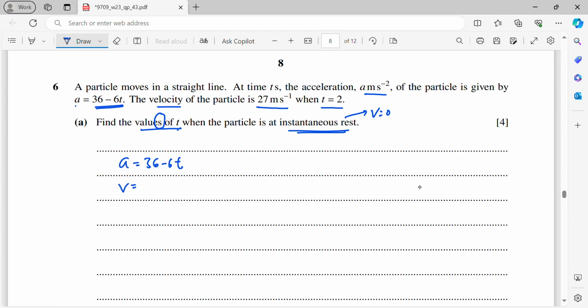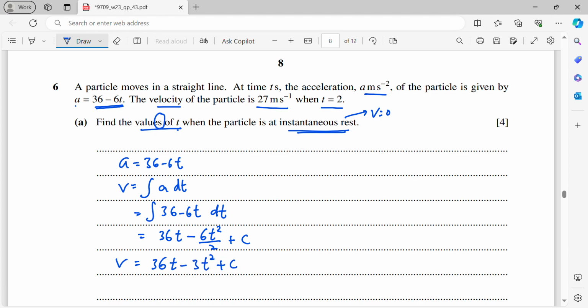My v is the integral of a dt. Therefore, you integrate 36 minus 6t with respect to t. For the integration, you just add 1 to the power of t. So it will be 36t for the first term, and minus 6t becomes 6t squared over 2. Don't forget the plus c. Now your v is basically 36t minus 3t squared plus c. To get the c, use this value: t equals 2, v equals 27.